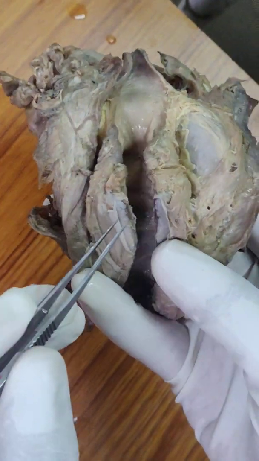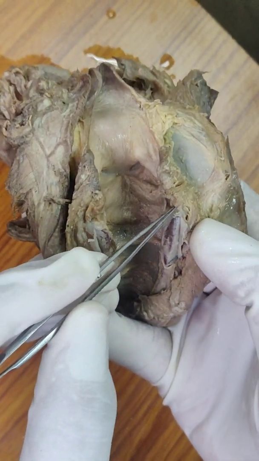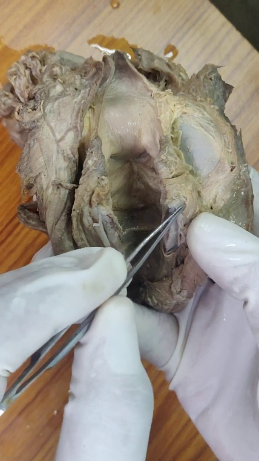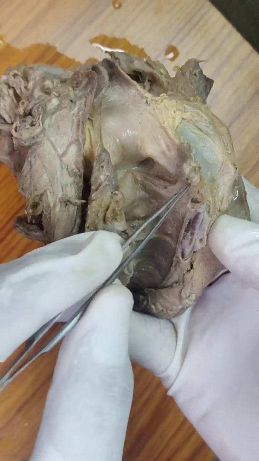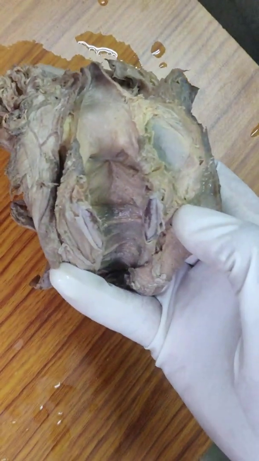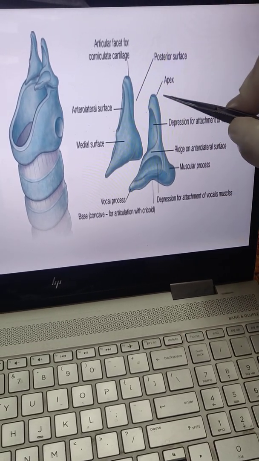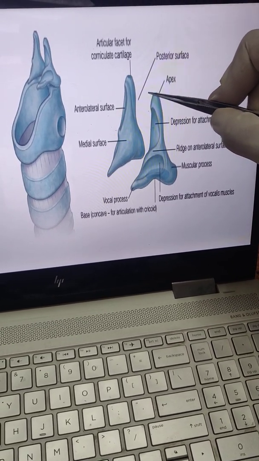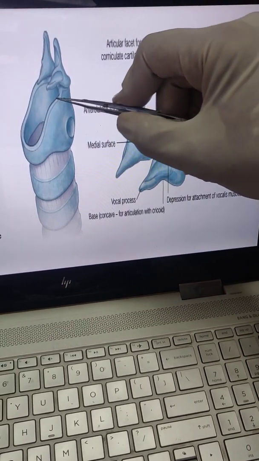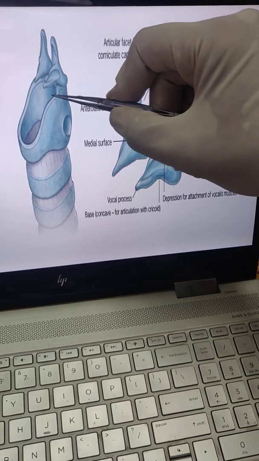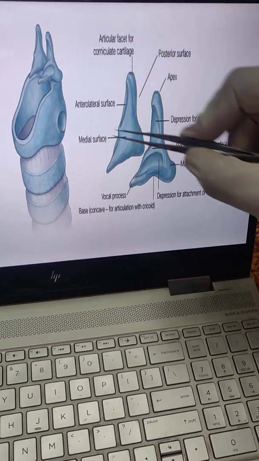Here you can see this is the cricoid cartilage. On the posterior lamina, on the base, there is a convexity, and it gives the attachment of the arytenoid cartilage. Now we will discuss the arytenoid cartilage. The arytenoid cartilage is pyramidal in shape, and this is the apex. It has a base which is concave, and it is attached to the convexity of the posterior lamina of the cricoid cartilage, the anterior lamina which is thin, and the posterior lamina which is broad.